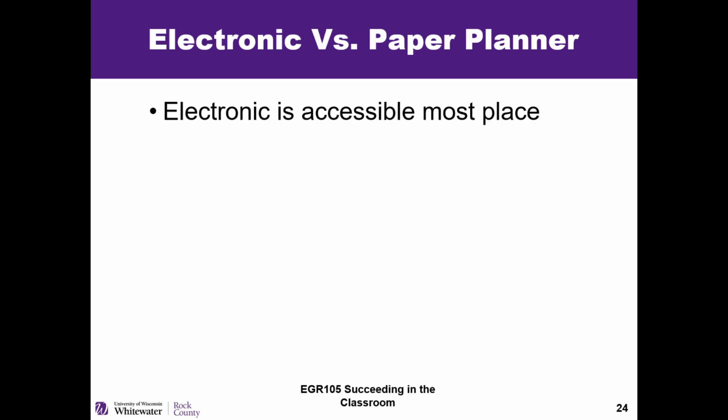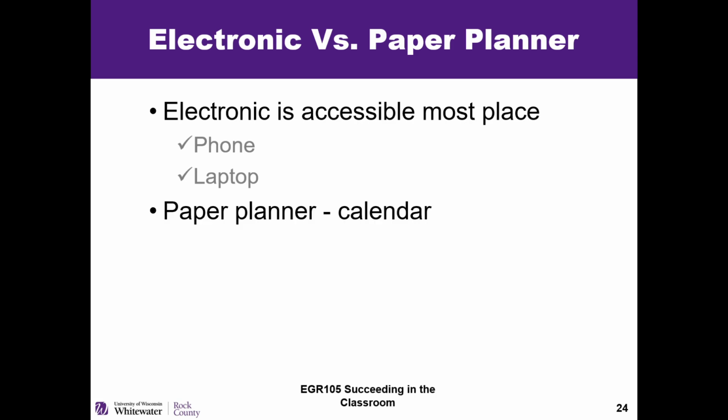All right, so how do you use a planner, and what planner do you use? You can use an electronic one or a paper type planner, right? An electronic one is really nice because it's very accessible in most places. You can use it on your phone or your computer. It's always available to you, right? So it's kind of nice that way.